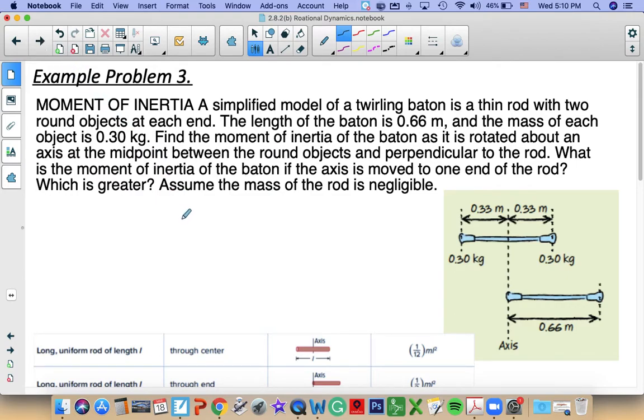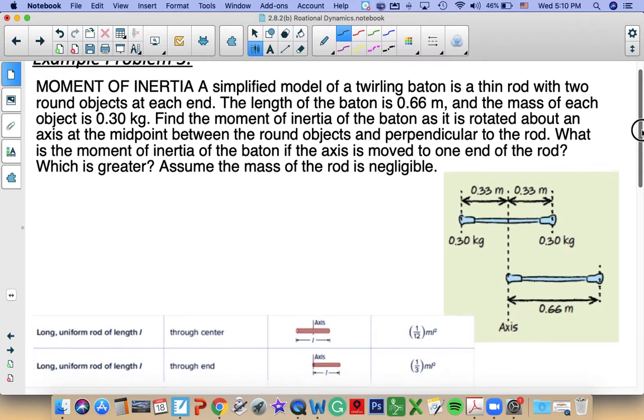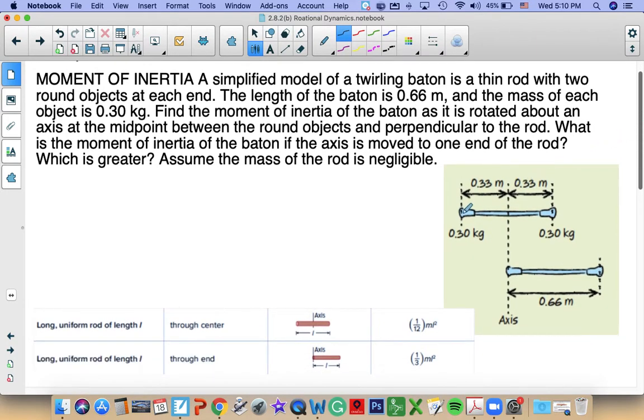So let's look at a problem involving moments of inertia. Okay, so we have two batons there. Well, two different ideas with the baton. A simplified twirling baton with a round object at each end. The baton is 0.66 meters, so you can see here 0.33, 0.33. Mass of each object is 0.30. Find the moment of inertia of each baton as it's rotated about an axis. For the first one, the midpoint, and the second one, the end. Okay, and then we'll consider these questions once we have those numbers.